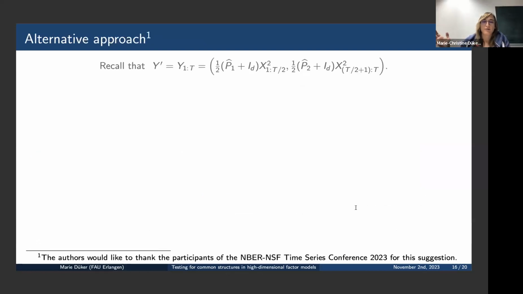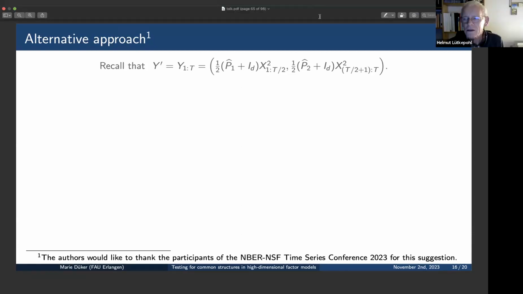So moving on and away from the simulations, so that we don't have to look at tables anymore. Can I just ask a question? Yeah, of course.